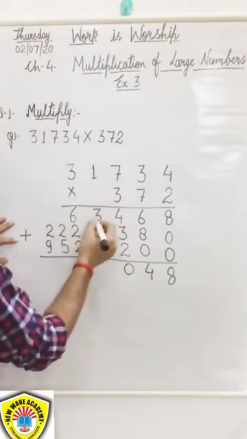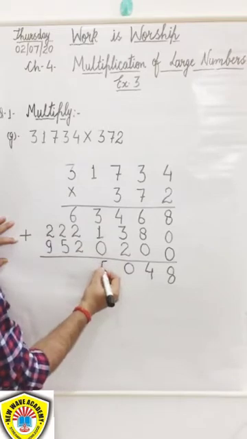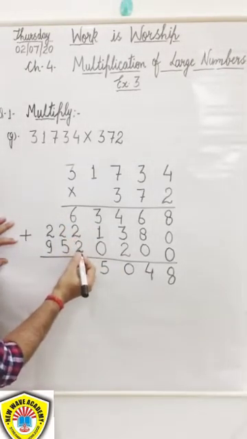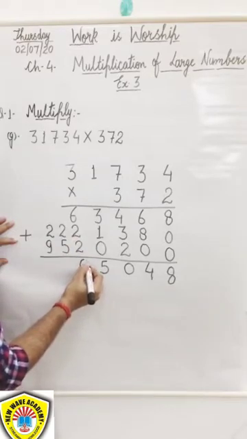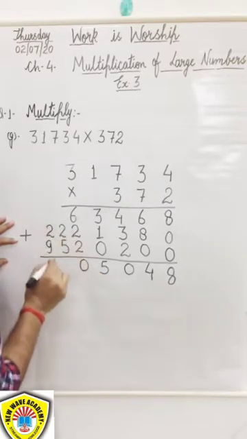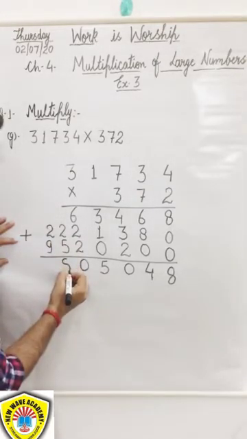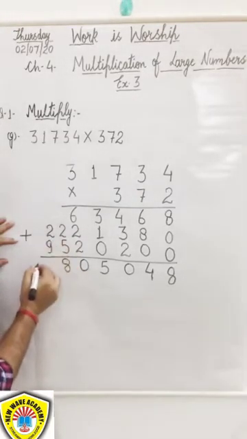1 carry. 3 plus 1 is 4, 4 plus 1 is 5. 6 plus 2 is 8, 8 plus 2 is 10. So we will write only 0 here. 1 is carried to the next number. 5 plus 2 is 7 and 1 carry is 8. Okay, plus 9 plus 2 is 11.